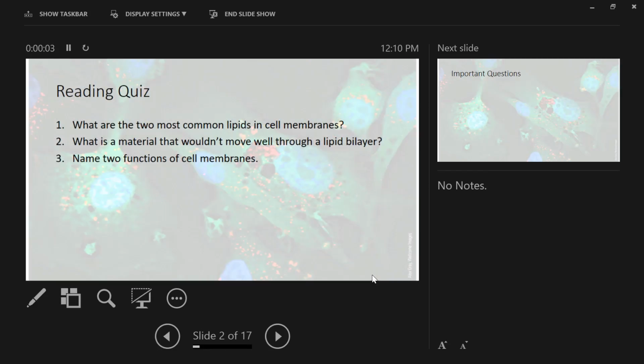Number one, what are the two most common lipids in cell membranes? Number two, what is a material that wouldn't move well through a lipid bilayer? And then number three, name two functions of cell membranes.